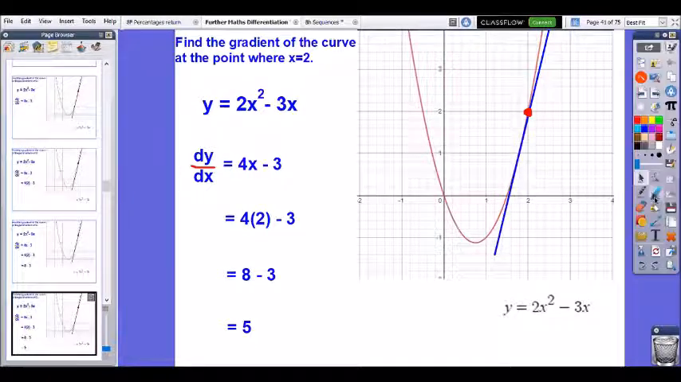So does that fit my sketch? Okay, remember, this was just a freehand estimate. So this is 1 along, 1, 2, 3, 4 and a bit, maybe 5. So it should be 5. And that tells me the gradient of the curve at that particular point is 5.